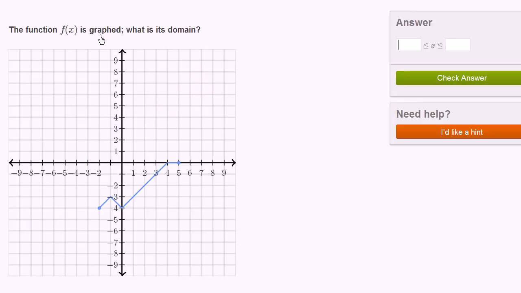The function f of x is graphed. What is its domain? So once again, this function is defined for -2 is less than or equal to x, which is less than or equal to 5. If you give me an x anywhere in between -2 and 5, I can look at this graph to see where the function is defined. F of -2 is -4. F of -1 is -3, so on and so forth. And I can even pick the values in between these integers. So -2 is less than or equal to x, which is less than or equal to 5.